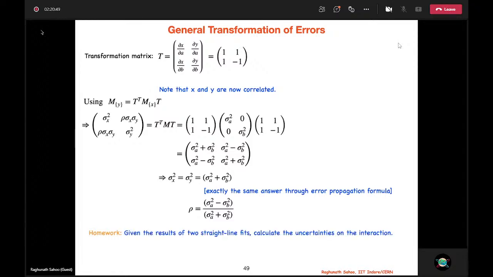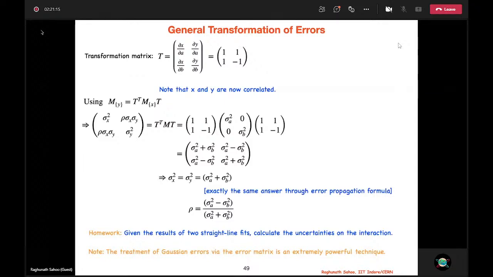So here is a little homework, again for advanced learners. It will be difficult for the general audience. Given the results of two straight line fits, calculate the uncertainty on the intersection, meaning you have sets of data points. Note that the treatment of Gaussian errors via the error matrix is an extremely powerful technique. Once you do it in your programming, you will understand this is very important.